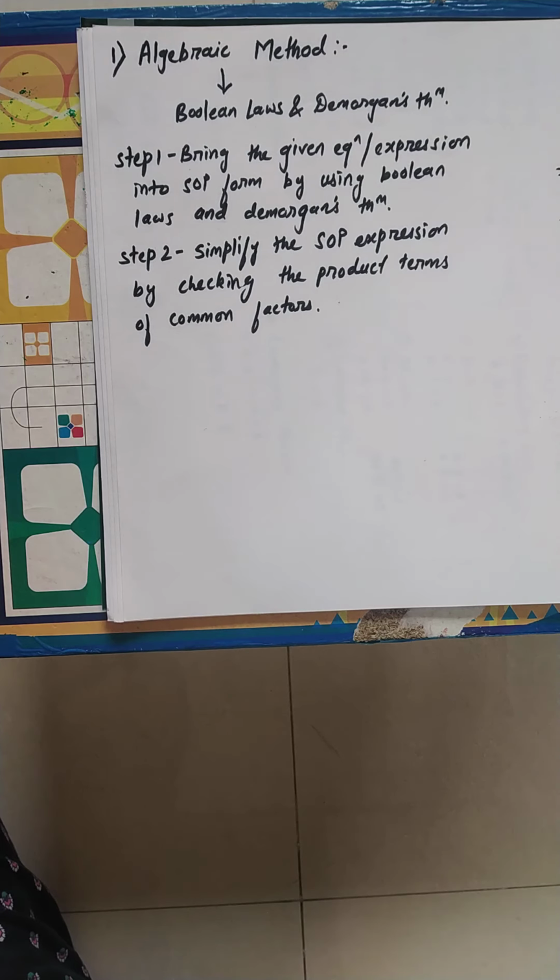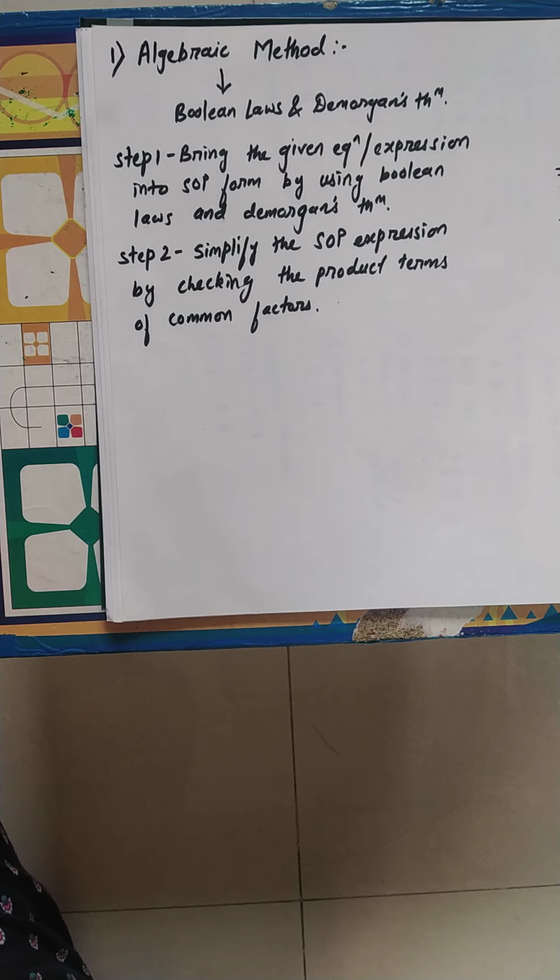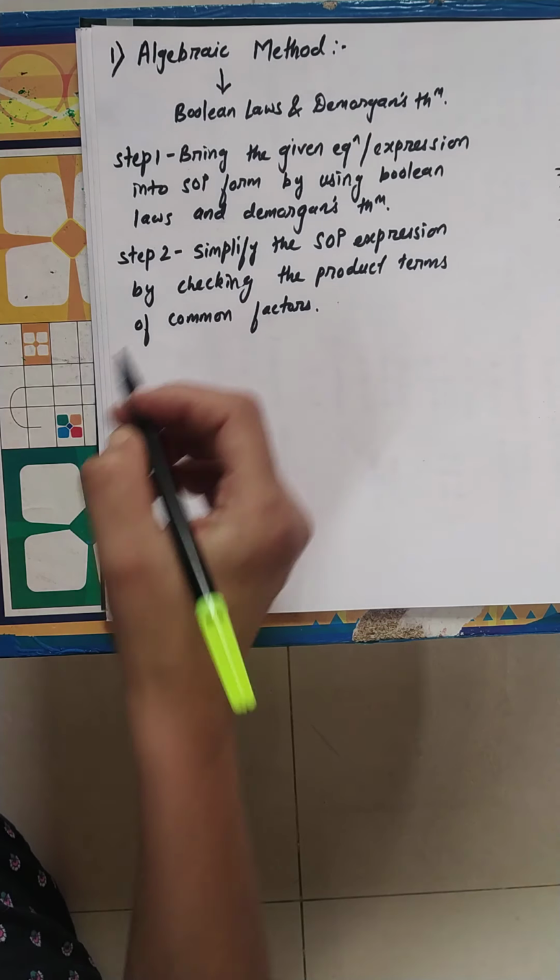Actually, your SOP equation consists of a sum of product terms, right? So we have to see whether any literals are common in multiple terms, and then we can take those literals common from the product terms, and like that we can reduce or minimize the equation. These are the two steps we have to perform for simplifying the Boolean equation using the algebraic method. We'll take an example here and you will come to know how we simplify.